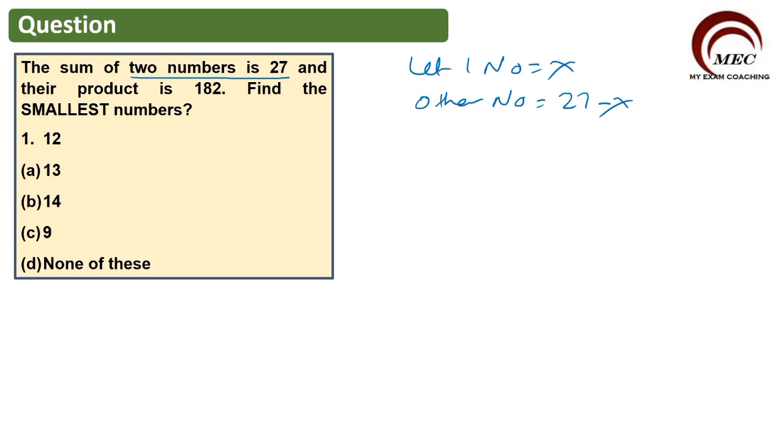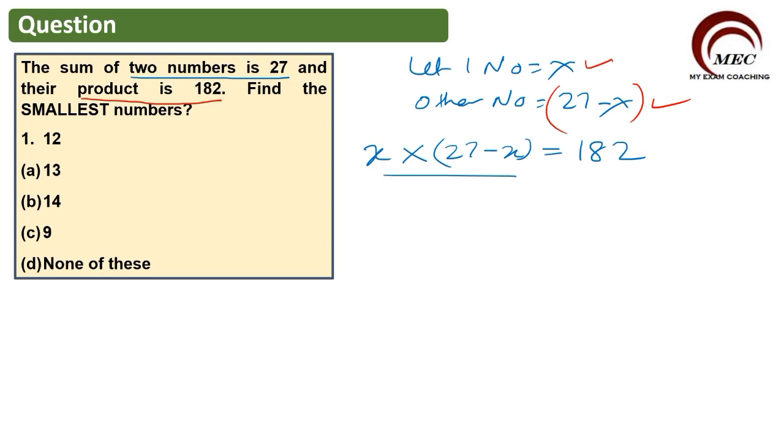So we got two numbers. First number is x and second number is 27 minus x. Now what is the information given? Their product is 182. Product means multiplication. That means when you multiply these two numbers, x multiplied by 27 minus x, you will get the answer 182. This is the information given in the question. This is actually a quadratic equation. How? When you expand it, it will become x into 27, 27x.